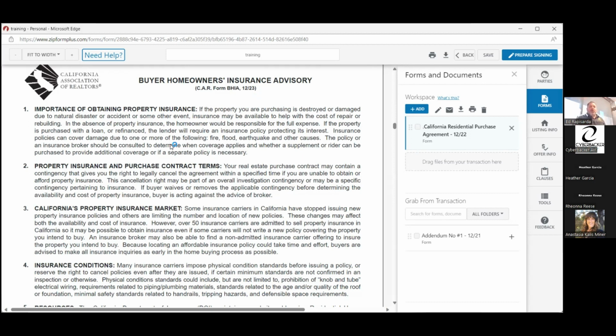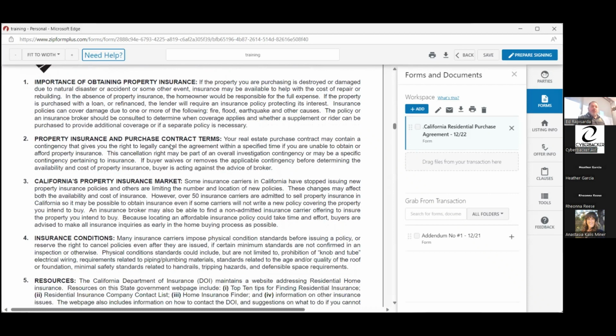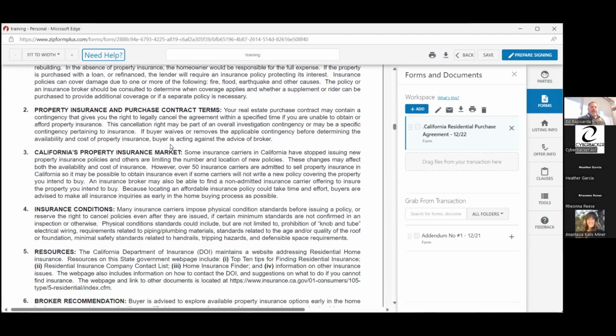So just for homeowners insurance in California, homeowners insurance has been challenging. So make sure that you are seeking homeowners insurance. It can direct your purchase ability.